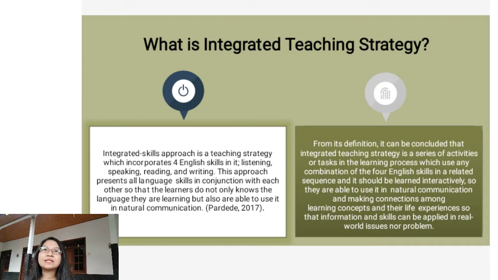Therefore, integrated skills approach is a series of activities or tasks in the learning process which use any combination of the 4 skills in continuous and related sequence, and it should be learned interactively because one skill can reinforce another in various ways, so that the learners do not only know the language they are learning, but also are able to use it in natural communication and making connections among learning concepts and their life experiences so that the information and skills can be applied in real-world issues or problems.